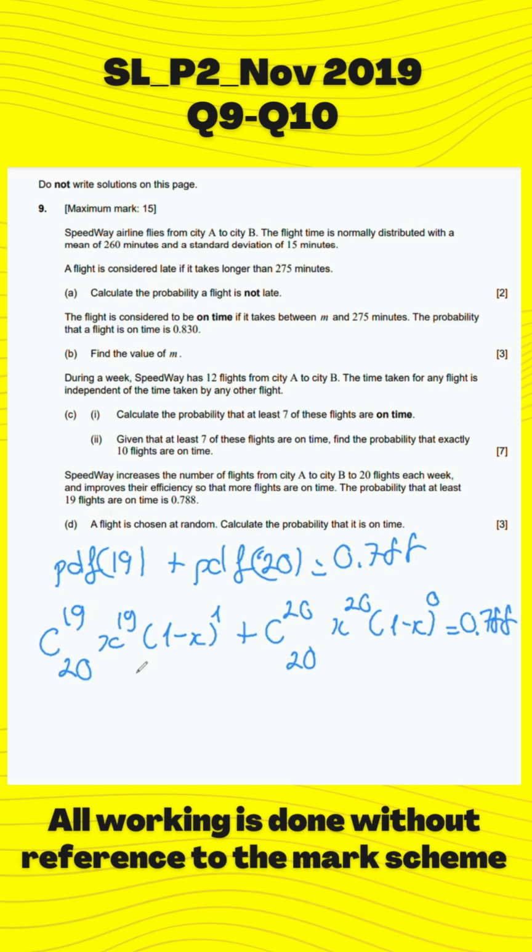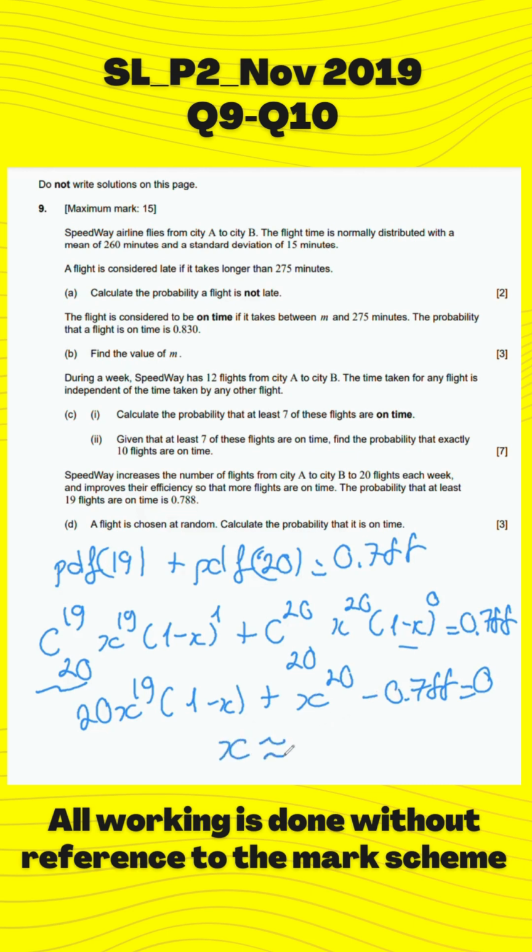So we simplify. This one will be 20, so 20 x to the power 19 multiplied by (1 minus x) to the power 1. This will be 1, so plus x to the power 20 minus 0.788 equals 0. And we put this into the GDC to find the x-intercept. So I will have the probability on time nearly 0.957, correct to 3 significant figures.